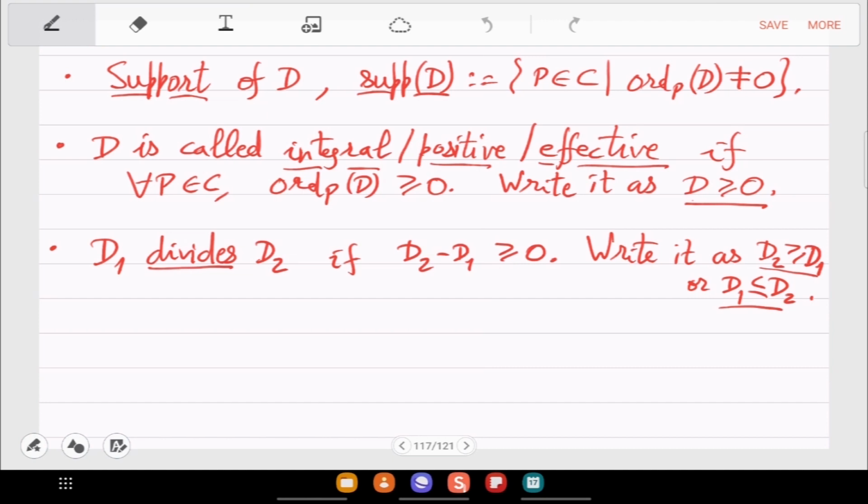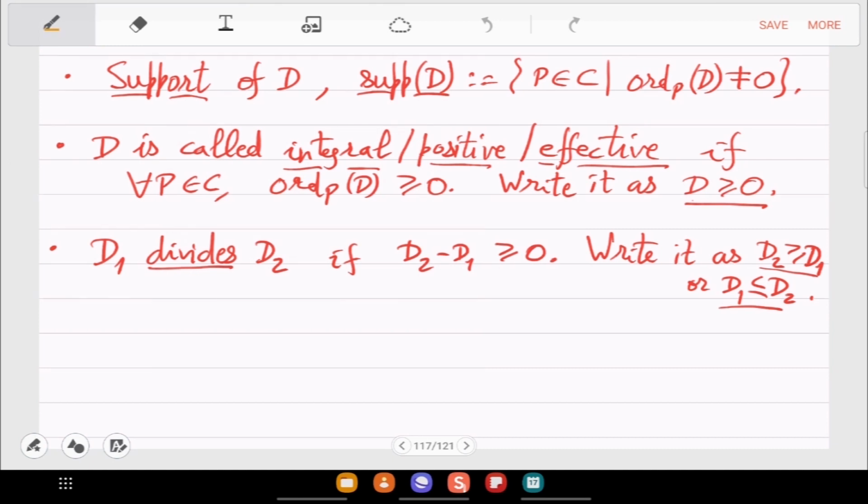You can actually think of what this means physically, because if you are thinking of order as the multiplicity of that particular zero, that particular root, then we can say D1 divides D2 if the multiplicity in D2 is at least as big as the multiplicity in D1. So at the level of the function, this is somehow saying that F1 divides F2. But it's not quite that. This is much more abstract than that simple thing.